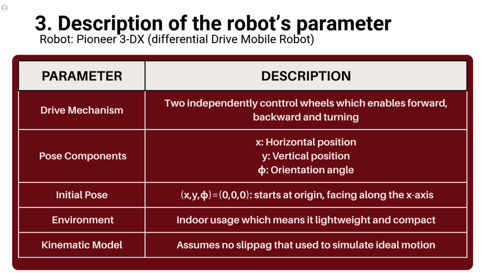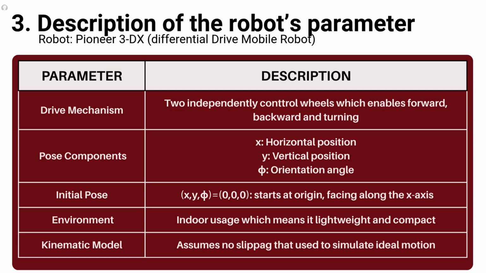The initial condition for the simulation is set at x equal to 0, y equal to 0, and v equal to 0, placing the robot at the origin facing along the positive x-axis. Motion is modeled using a standard kinematic approach, assuming ideal surface conditions without slip or external disturbance. This configuration supports controlled movement and accurate path planning in both open-loop and closed-loop simulations.